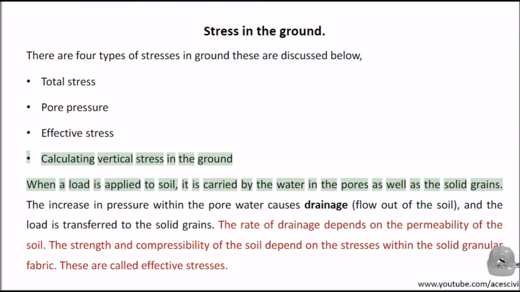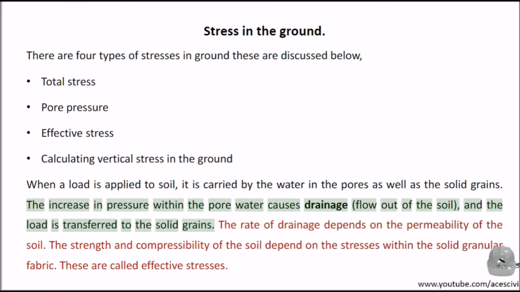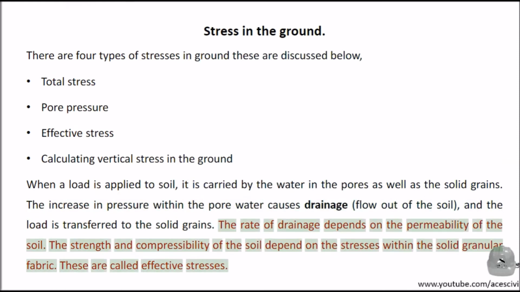When a load is applied to soil, it is carried by the water in the pores as well as the solid grains. The increase in pressure within the pore water causes drainage, flow out of the soil, and the load is transferred to the solid grains. The rate of drainage depends on the permeability of the soil. The strength and compressibility of the soil depend on the stresses within the solid granular fabric. These are called effective stresses.